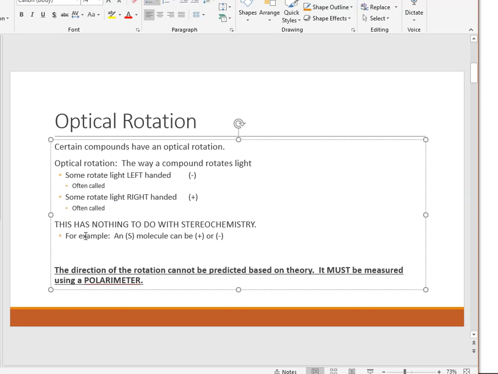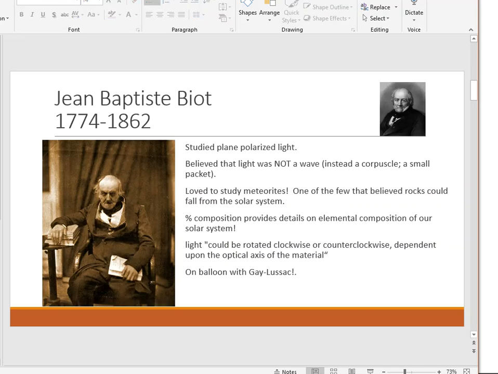We also said that it has nothing to do with stereochemistry, right? If a molecule is left-handed or right-handed, that has nothing to do with the way it will rotate light. So we said that we can have an R plus, but we can also have an R minus. We can have an S plus, and we can have an S minus as well. So this has to be measured, or it has to be looked up in a textbook somewhere.